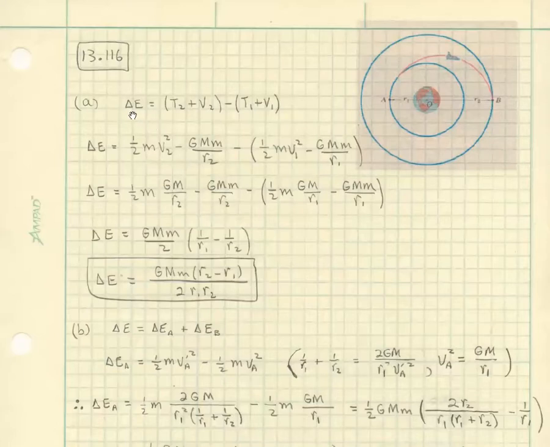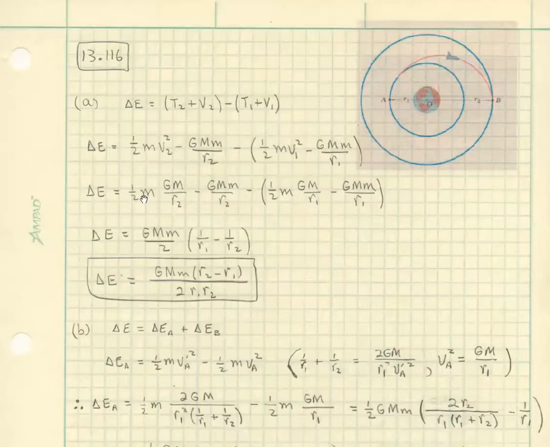Well, the total energy, of course, is kinetic plus potential, and the delta E would be the final kinetic plus potential minus the initial kinetic plus potential. So delta E would be equal to, well, the final is 1/2 m v2 squared, which is the velocity for the orbit B, minus GMm over r2, that's the gravitational potential energy, and then you have minus 1/2 m v1 squared minus GMm over r1 for that.